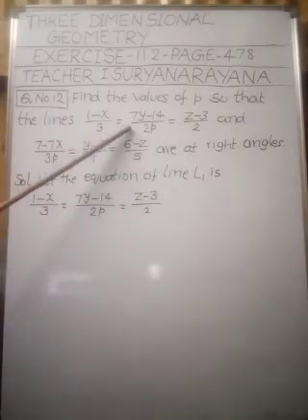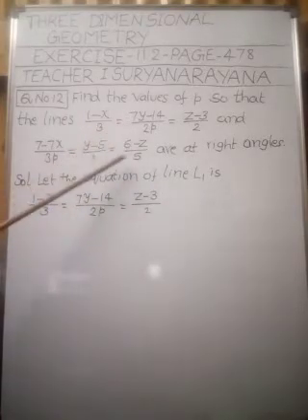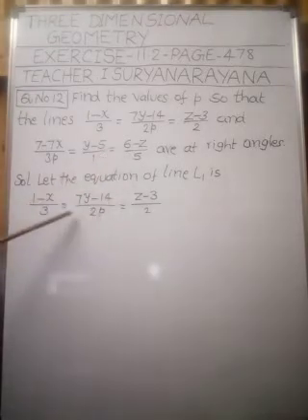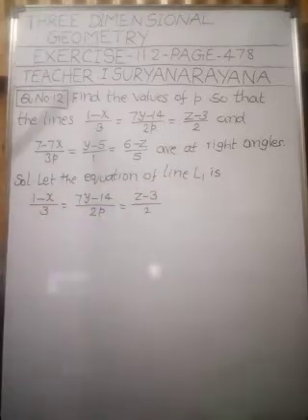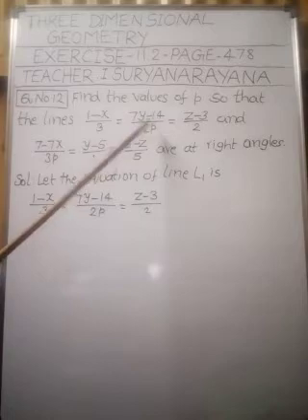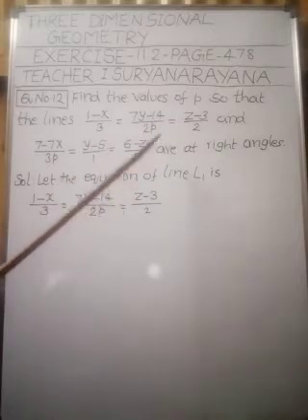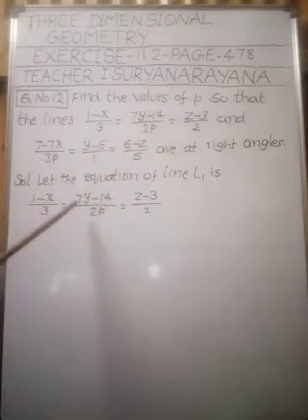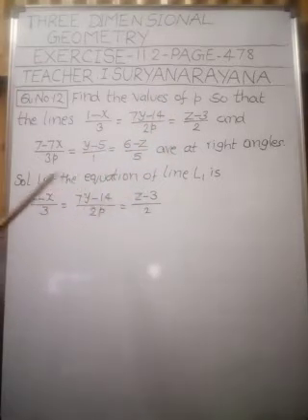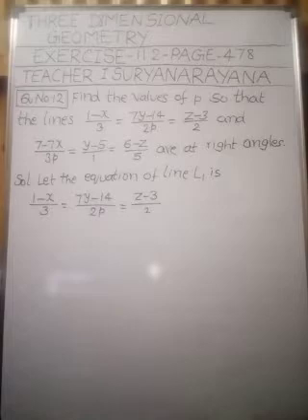Let us consider this is the equation of the line L1 and this is the equation of the line L2. Okay, my children? So I wrote here: let the equation of the line L1 be (1 minus x) by 3 is equal to (7y minus 14) by 2p is equal to (z minus 3) by 2. Okay, my children. If you observe this equation, this is not in the standard form of a line, in the Cartesian form. What is the standard form of a line?